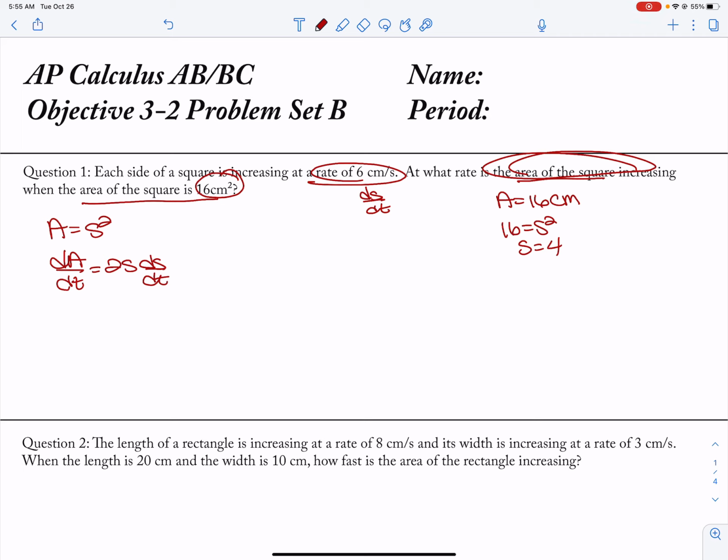I understand that when you solve these equations, you get plus or minus 4, but I cannot have negative 4 as a side length. So dA dt is equal to 2 times 4 times my rate of change, which is 6. So I get 48. And this is in centimeters squared per second.